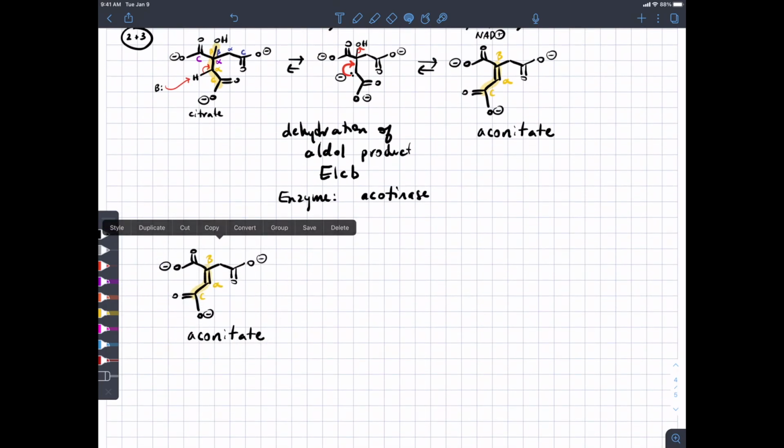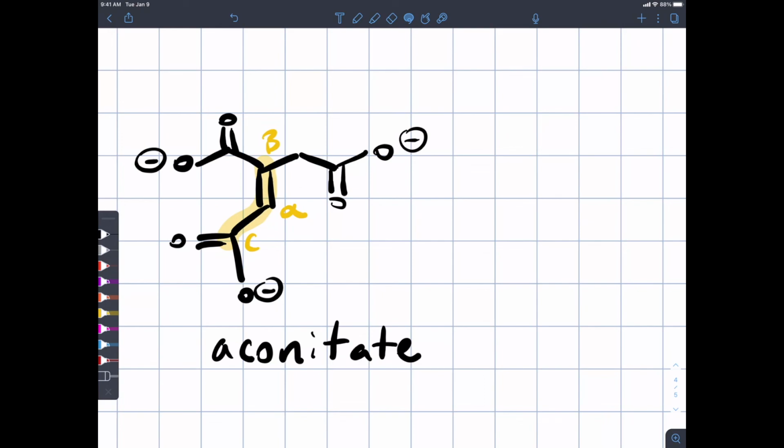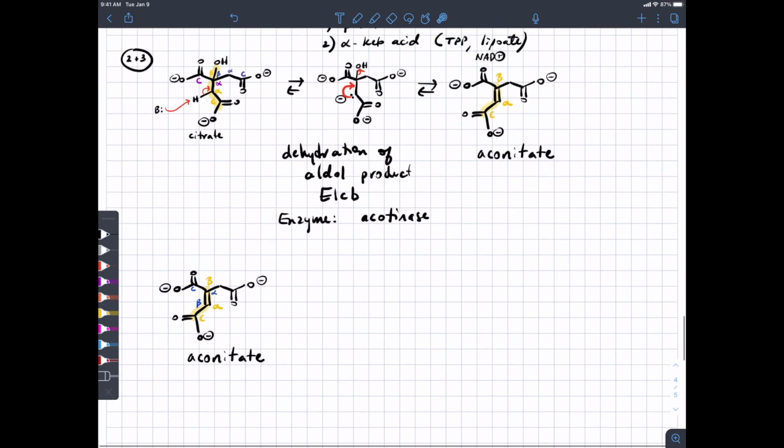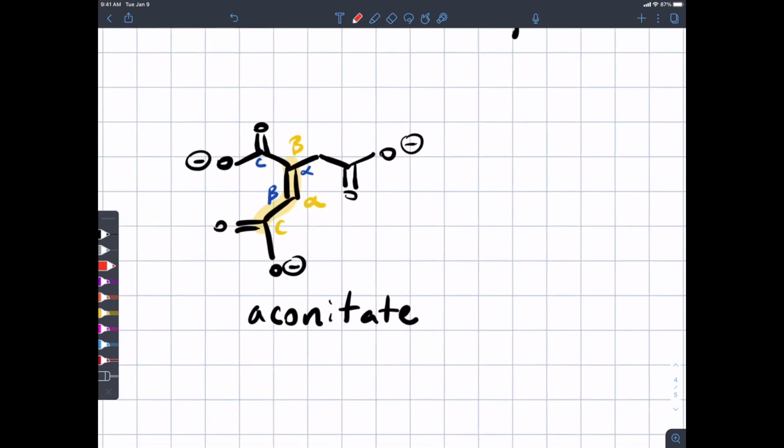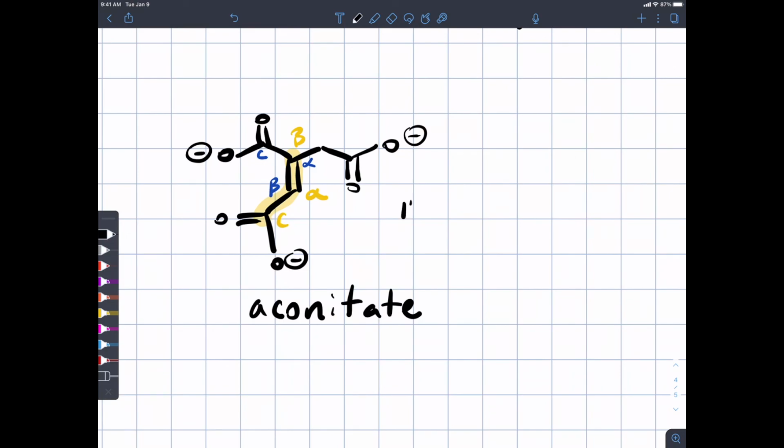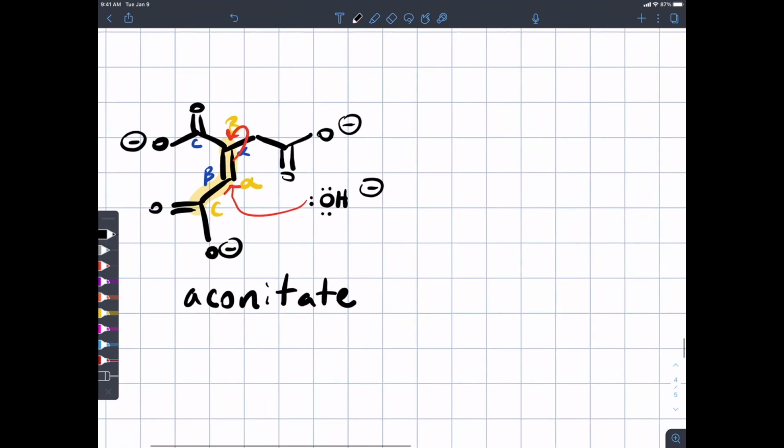The beauty of aconitate is that it is an alpha-beta unsaturated carbonyl compound in two directions. Okay. So if the OH group that we lost were to come back in and attack the yellow beta carbon, we would just end back up with citrate. And that happens all the time. But if alternatively hydroxide attacks the blue beta carbon, that's going to move the OH group from where it used to be. So likely what happens here is conjugate addition of OH to the blue beta carbon to give you an enolate intermediate.